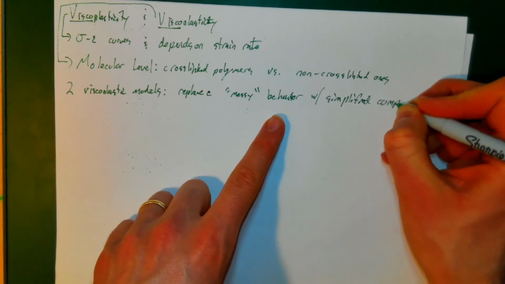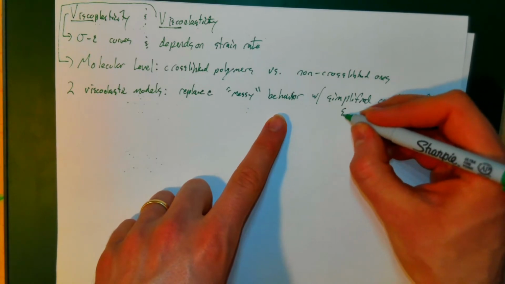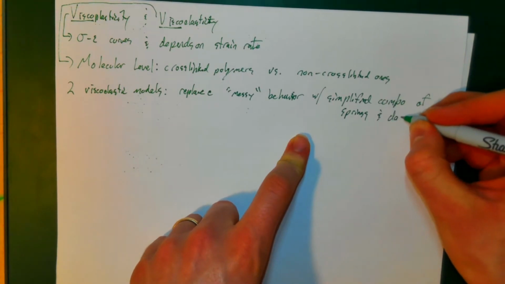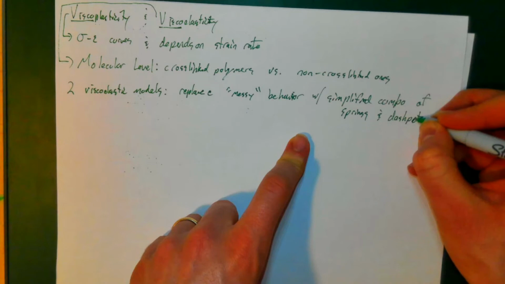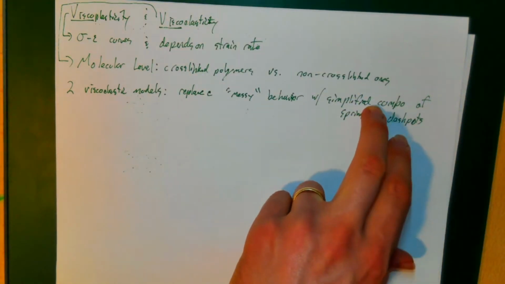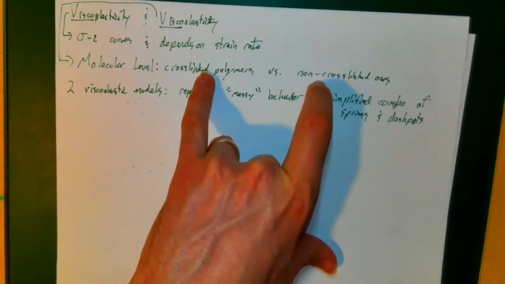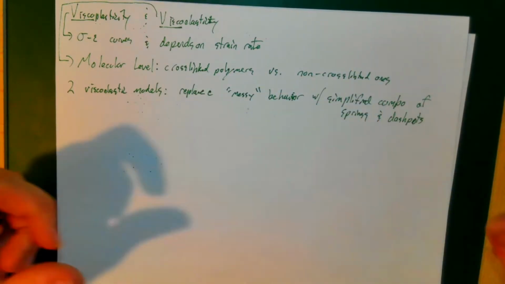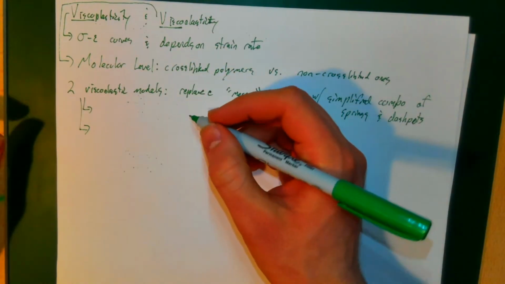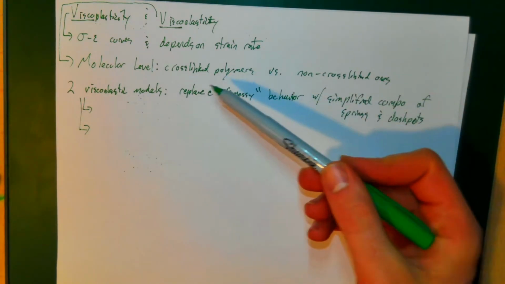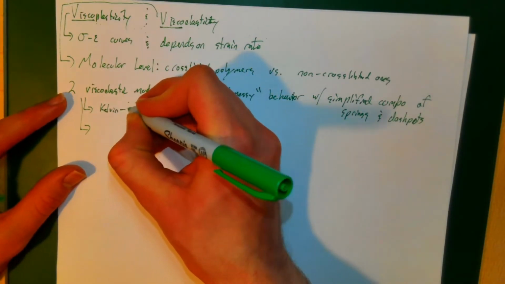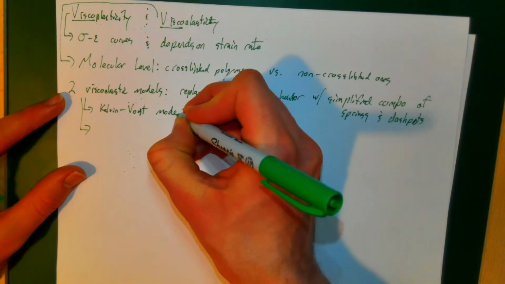with a simplified combo of springs, which will capture the elastic part of the behavior, and dashpots, which are mechanical devices that exemplify viscous behavior. So viscoelastic models will put together springs and dashpots, and it turns out that we'll be able to recapitulate both cross-linked polymers and non-cross-linked polymers to an approximation using these simplifications. It turns out that there are two viscoelastic models, where one works better for one polymer type, the other works better for the other polymer type. Their names are the Kelvin-Voigt model and the Maxwell model.